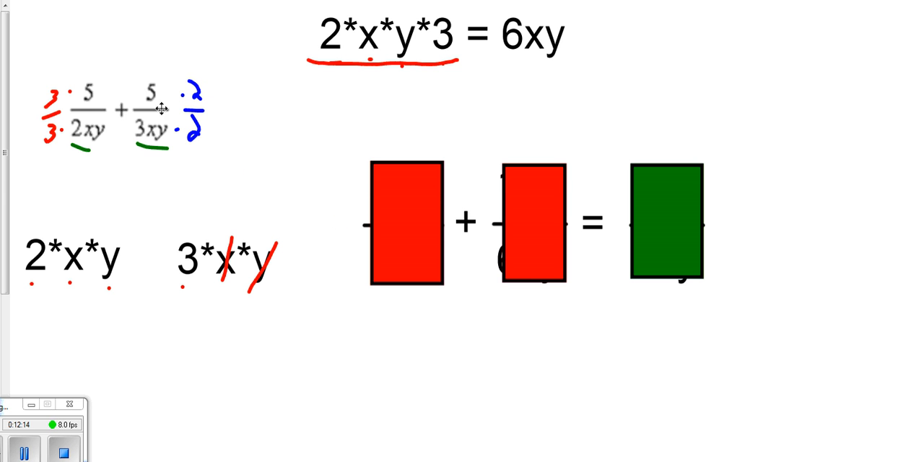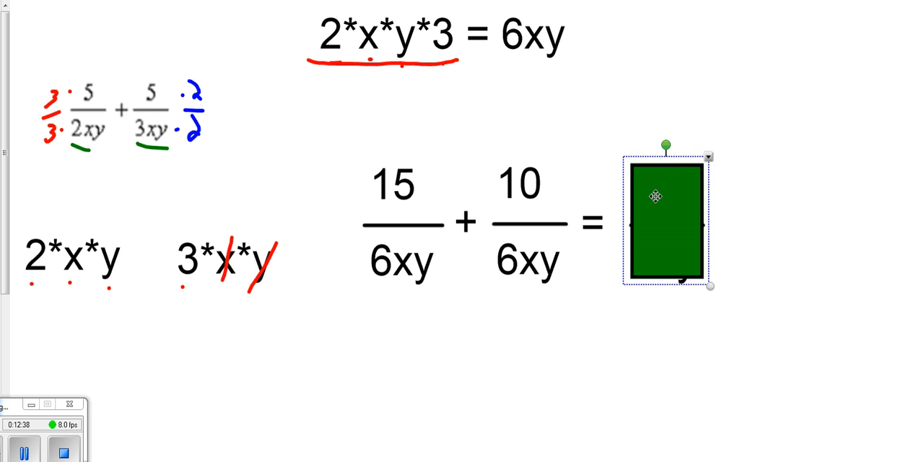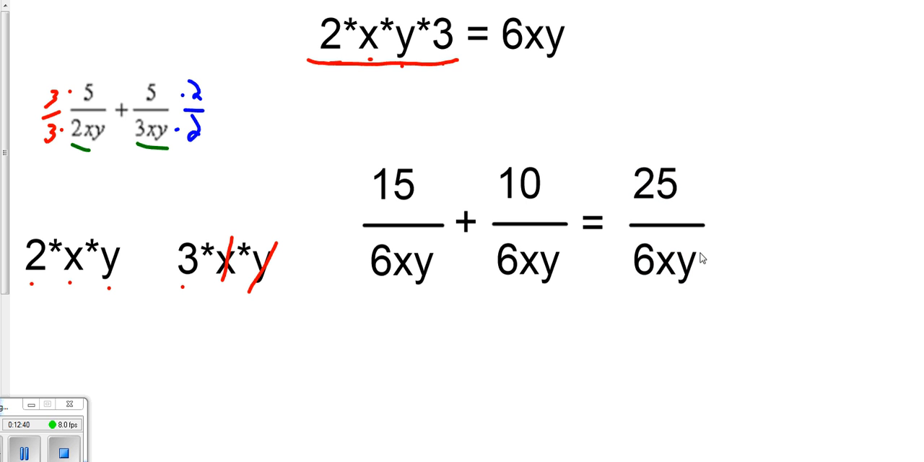So simplifying each piece. 3 times 5 and 3 times 2xy. We get 15 all over 6xy. That was our first piece. 5 times 2 over 3 times x times y times 2 becomes 10 over 6xy. Again, notice we have that common denominator, so we're ready just to add. 15 plus 10 becomes 25 all over 6xy.